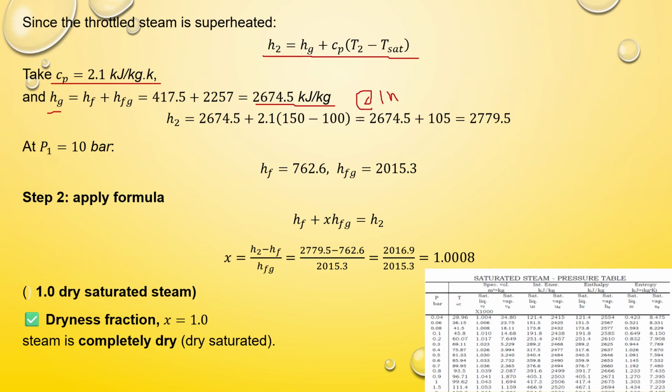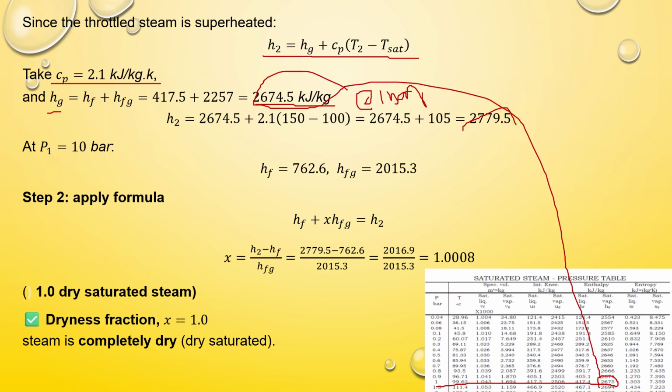This is 1 bar. So corresponding to 1 bar directly, I think that is available. 1 bar, what is the value of Hg? This is a 1 bar. So 1 bar Hg value, yes, 2675. So it is almost same. So this is 2675. It is same as what is mentioned in the steam table. Either you calculate or directly take from the steam table. So now you can calculate what is H2.